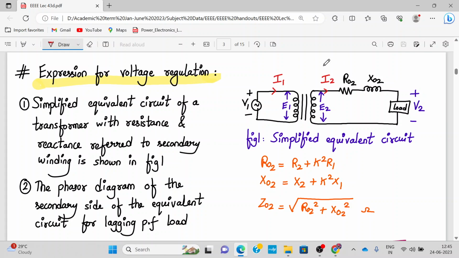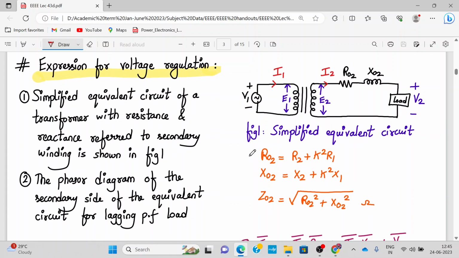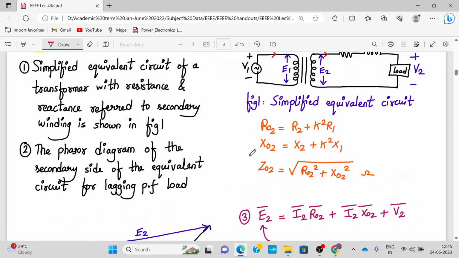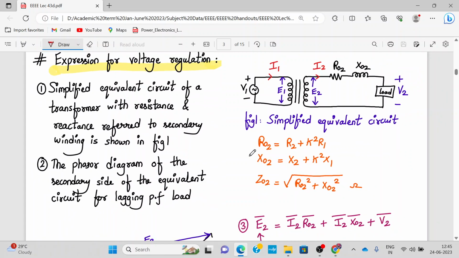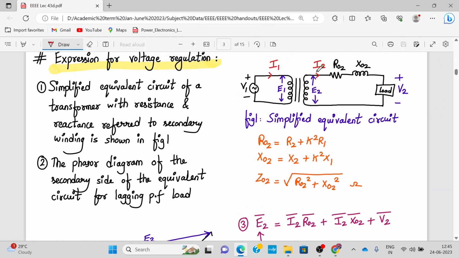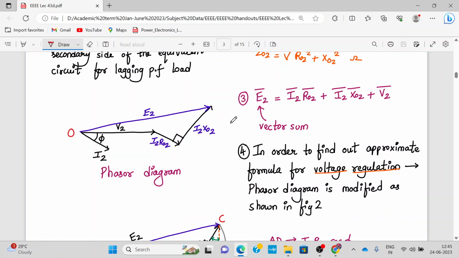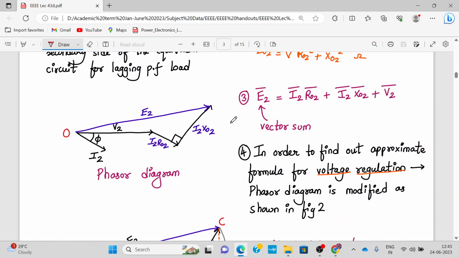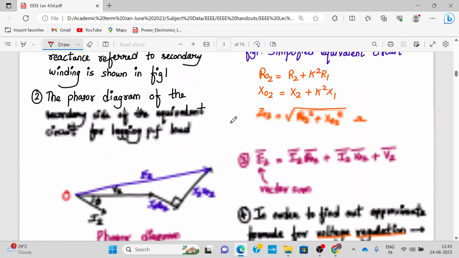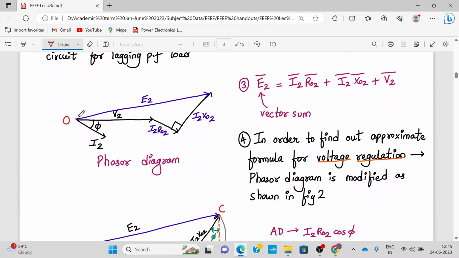Now if we want to draw the phasor diagram of the secondary side of the equivalent circuit for a lagging power factor, we will have this equation over here. E2 bar is I2 RO2 bar plus I2 XO2 bar plus V2. So with the help of this diagram, we have to draw the phasor diagram and hence calculate the expression for the voltage regulation. Now, first we start with a reference point over here.